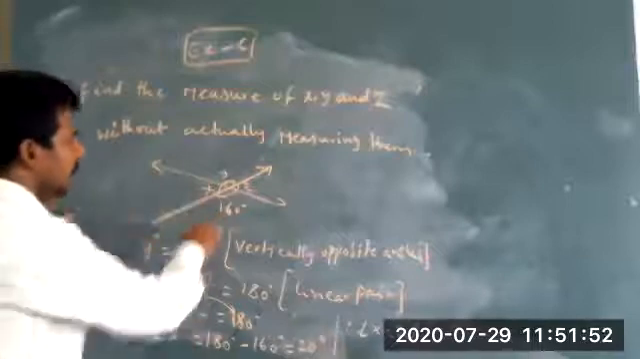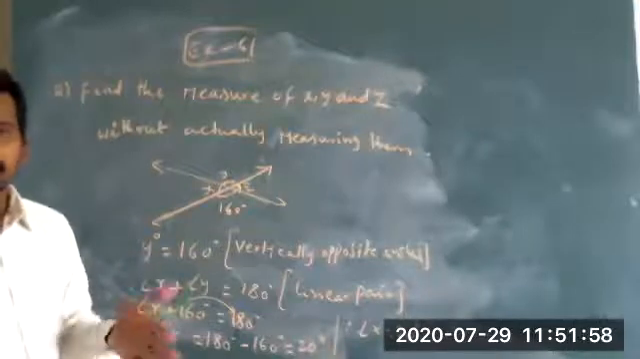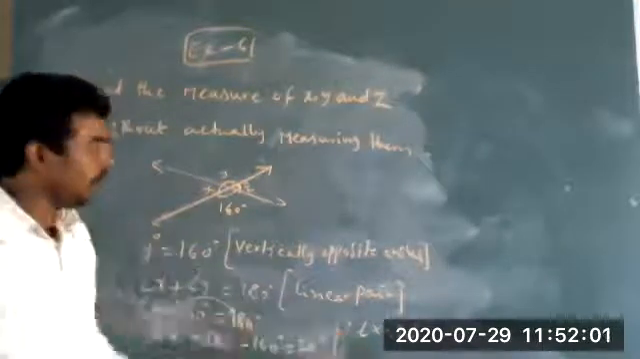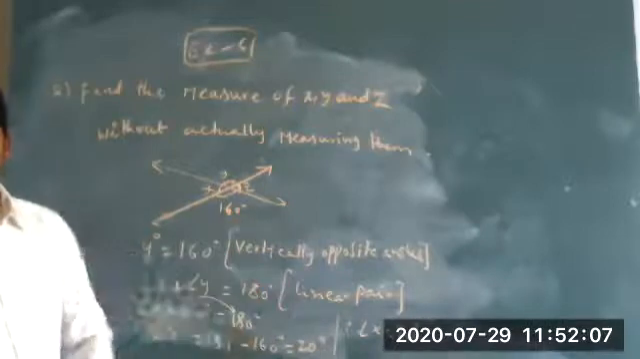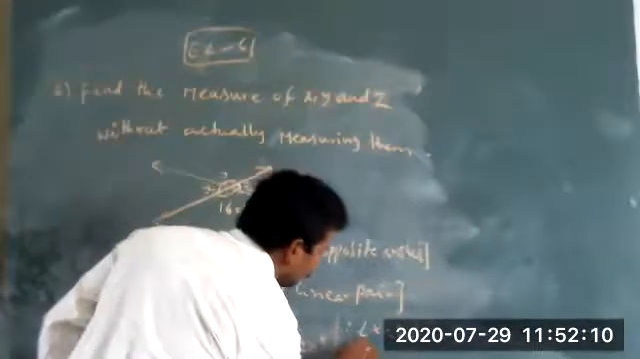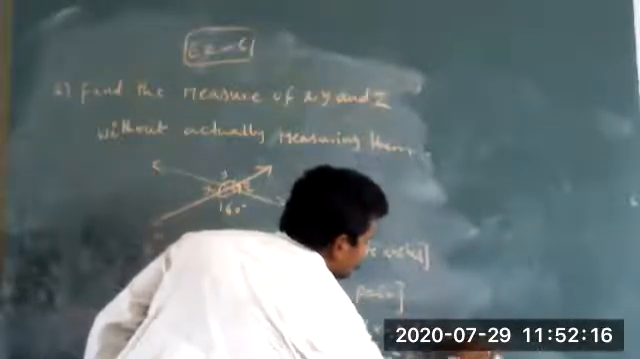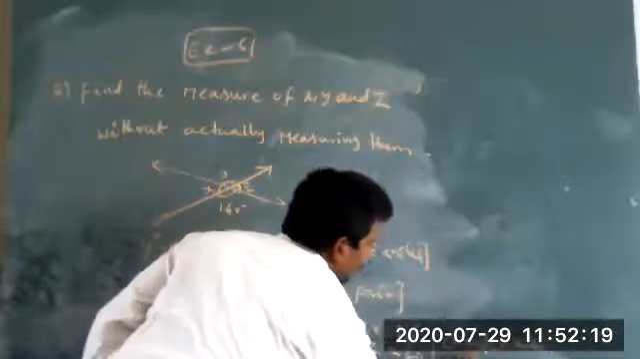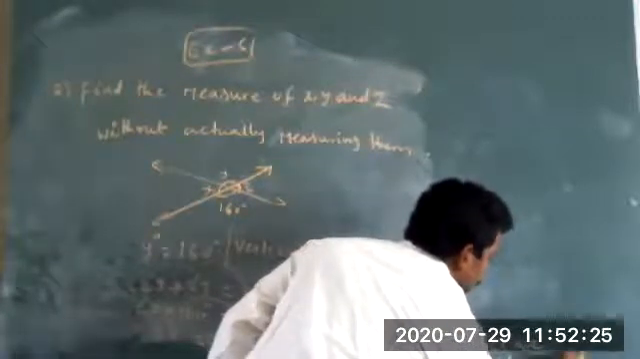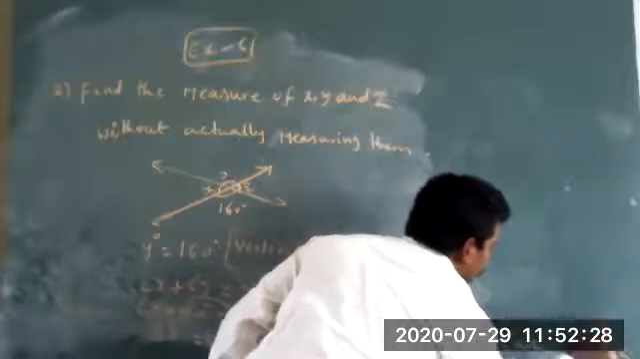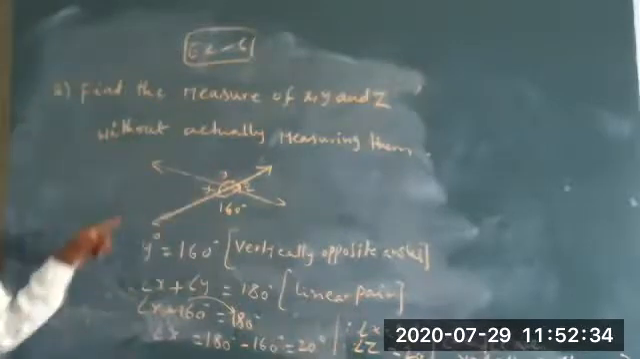Angle x and angle z, these two angles are vertically opposite angles. So vertical opposite angles are equal. Angle x is equal to 20 degrees and angle z also how much, children? 20 degrees. Why? Because angle x and angle z are vertically opposite angles. Therefore, angle z equal to 20 degrees. Clear, children?